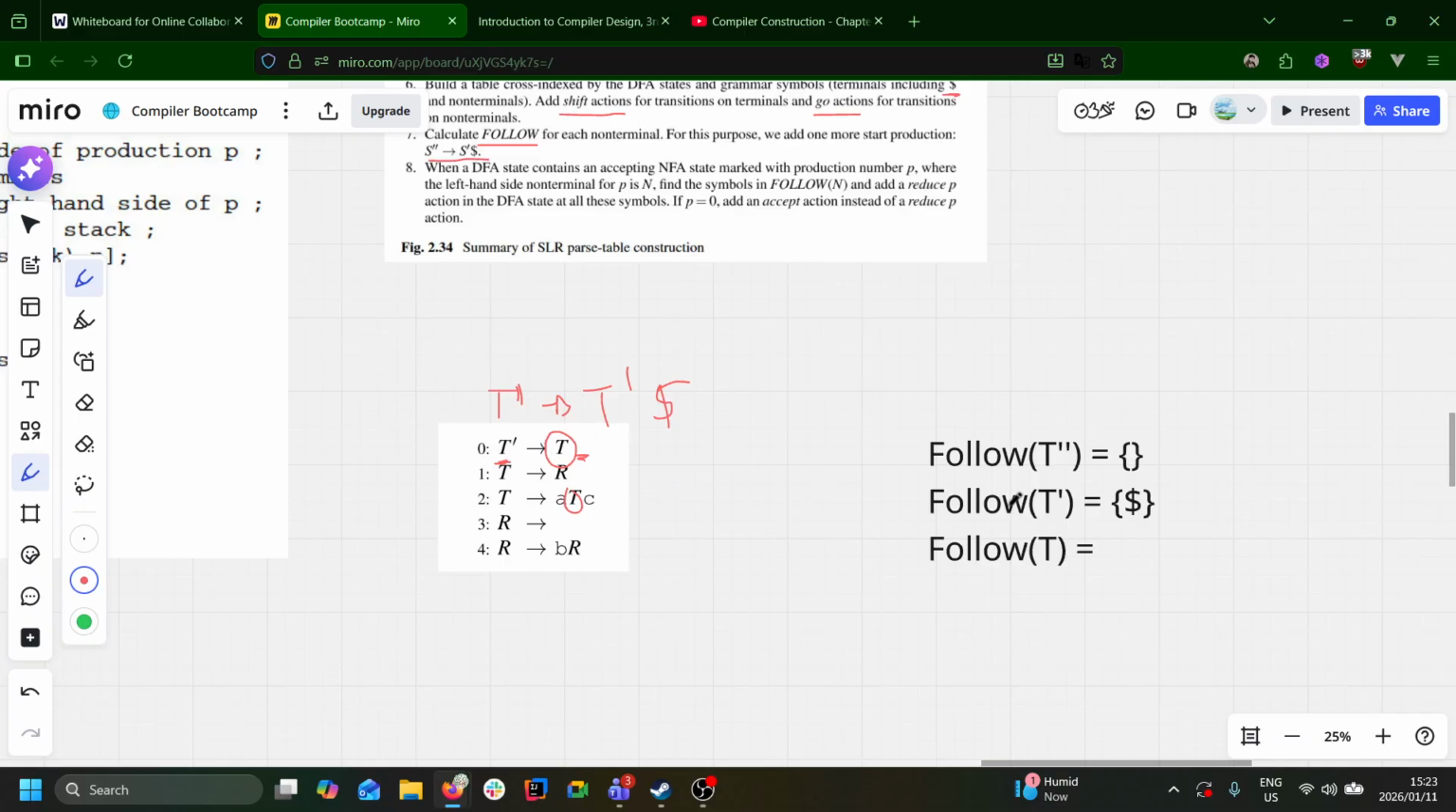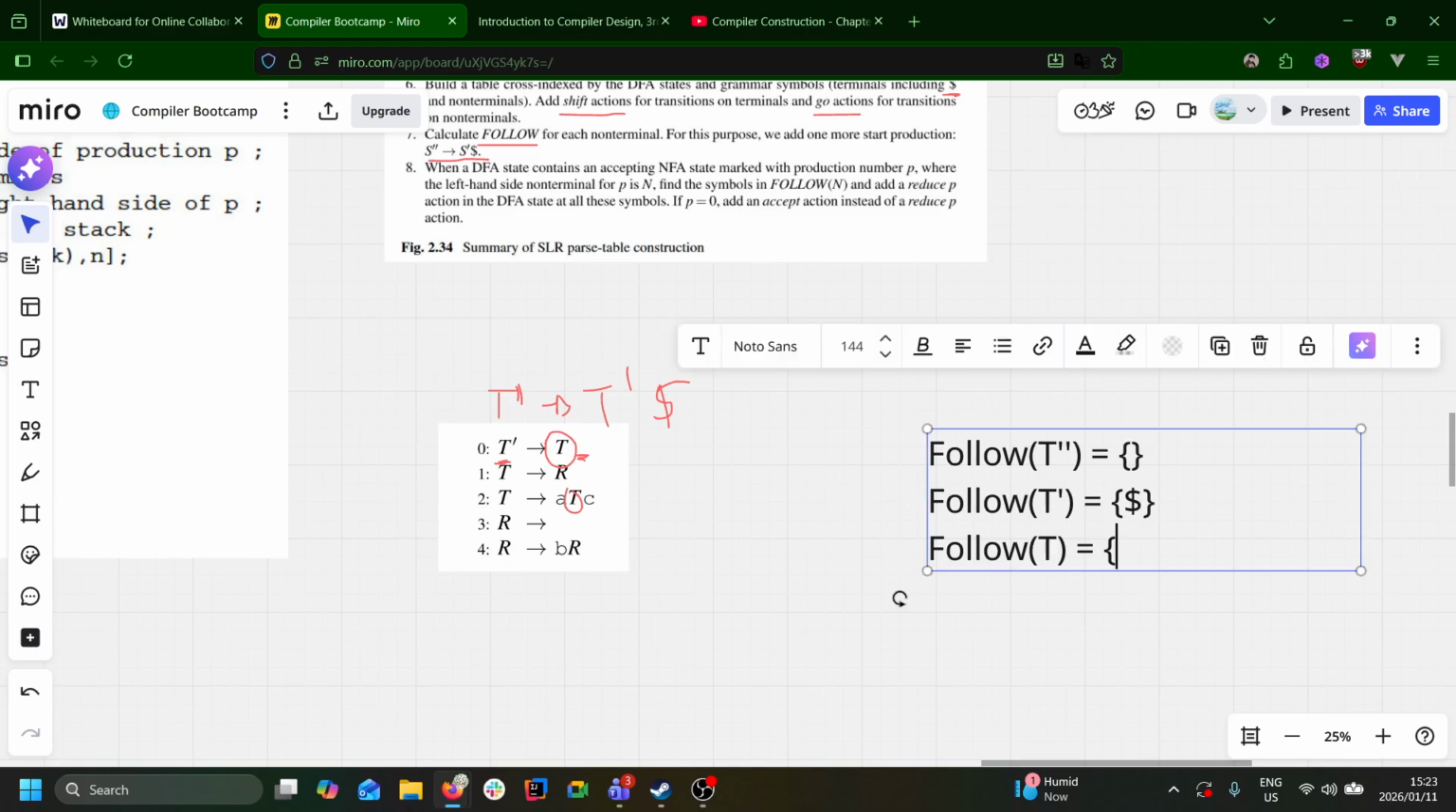And in this case, what follows t prime? T prime is going to be the dollar sign as well. So you're just gonna have your dollar sign here. And over here, this T is also followed by the letter C as well. And that is how you get the follow of T.